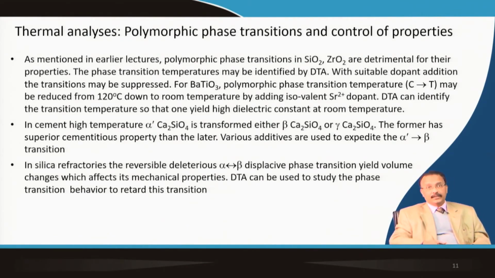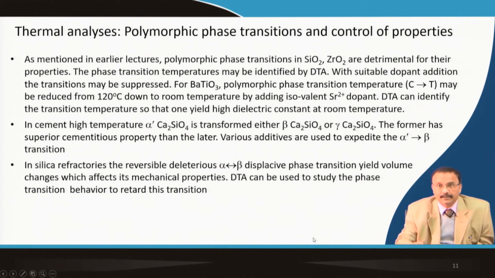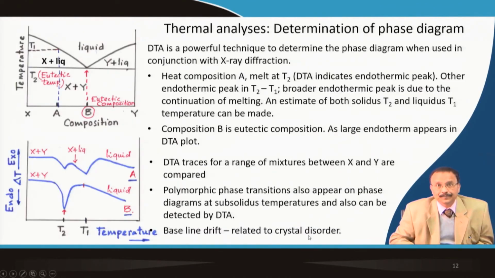In silica refractory, you know, the reversible alpha to beta transition introduces a lot of volume change. This volume change affects their mechanical property, as I said. Again, DTA can be used to study this phase transition behavior, or whether they are suppressed at all by adding dopant. So it is indeed very useful.